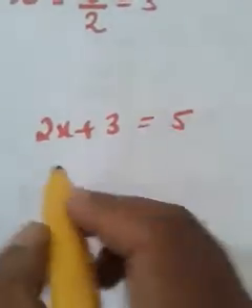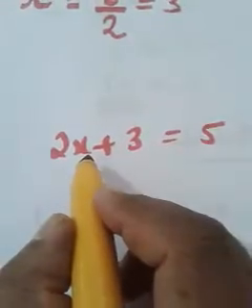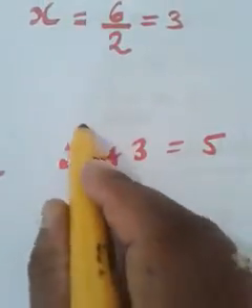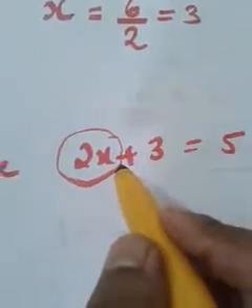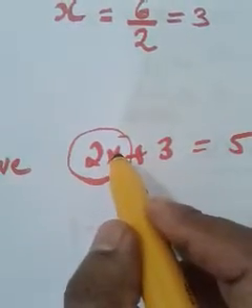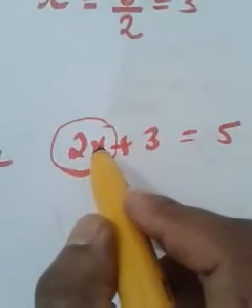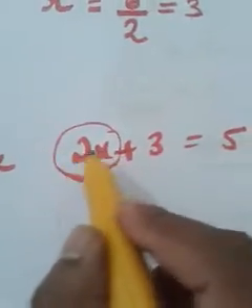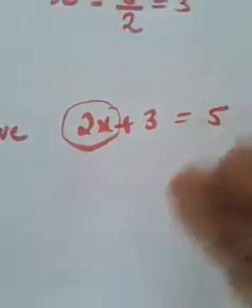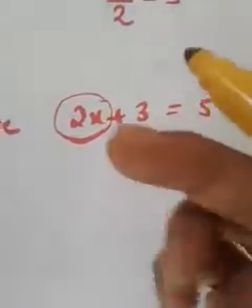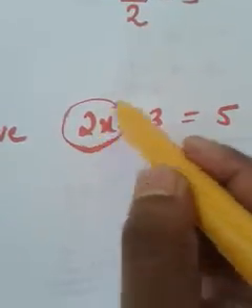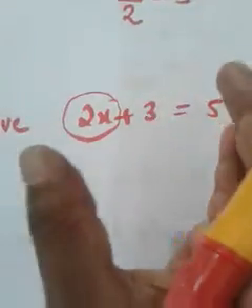What we have to do first is, see here, 2 and x are multiplied together. That means you have to call it a single term. 2x is nothing but 2 into x. That means 2 and x are multiplied together, so it is a single term. By using just one step, we cannot separate x. Why? Because here 2x is bound together.